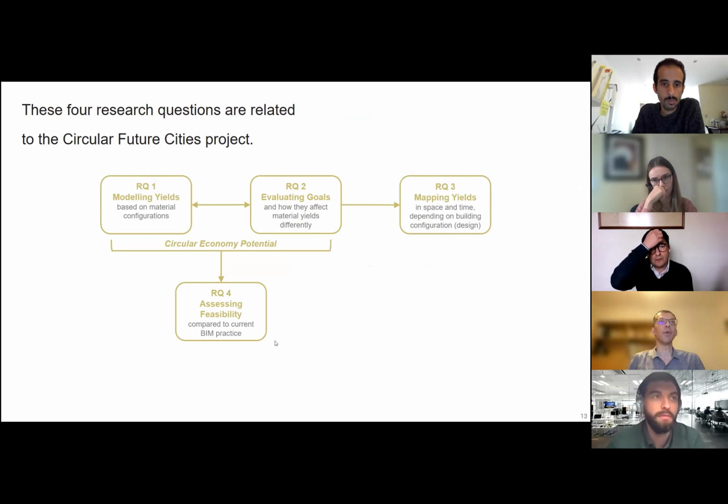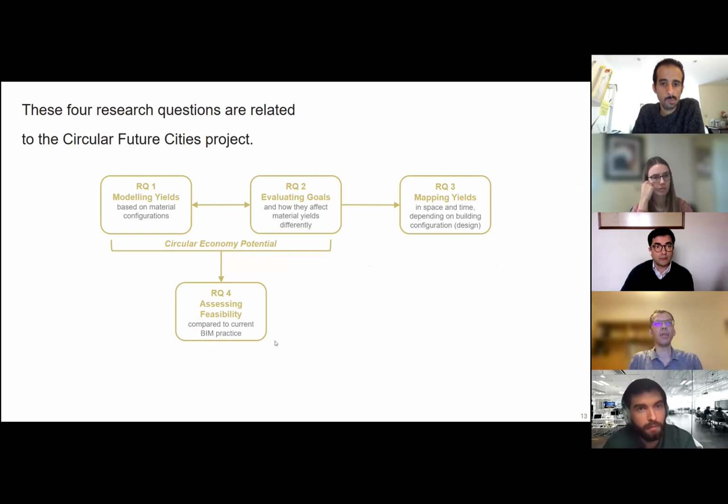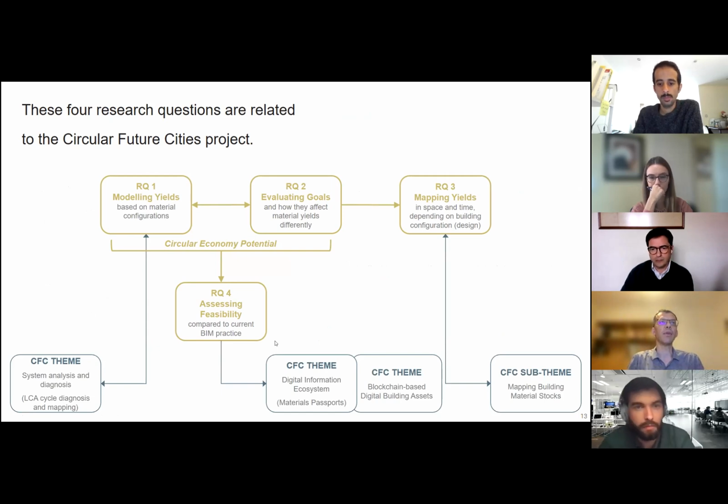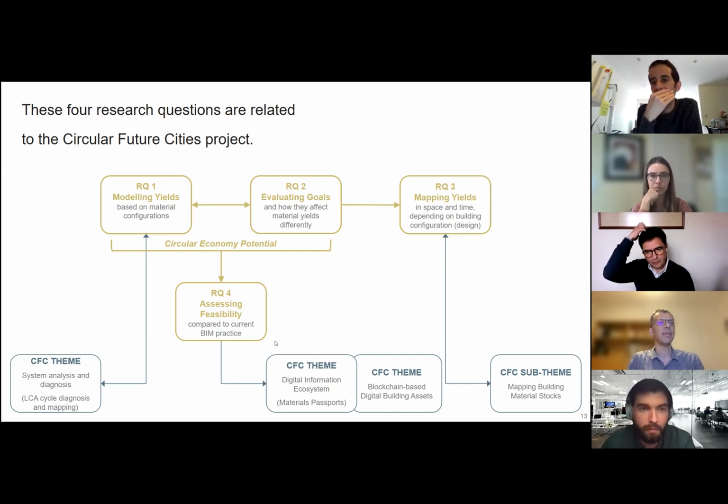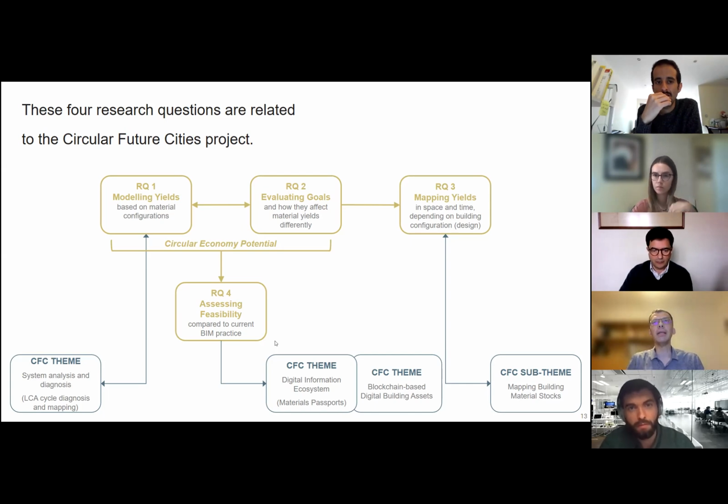So these four research questions, of course, aren't independent questions, they are related, and they are specifically related to the Circular Future Cities project as a whole. The first research question and the second research question are very much interacting with each other. The first research question also connects to the theme of system analysis and diagnosis, where we look at the LCA diagnosis and mapping.